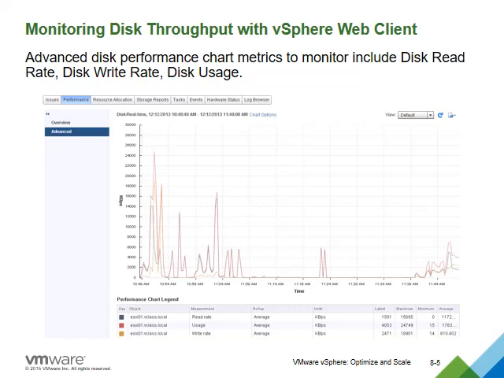Monitoring disk throughput with the vSphere web client. You can look at advanced disk performance chart metrics such as disk read, disk write, and disk usage. As you can see right here, this one is the host. We have the read rate, and it's giving us an average in kilobits per second. Our usage on this one will be the red one, so right here is the graph for that. And our write rate will be this orange looking one. See, right there is an example of one. We can look at all these with our reports in the web client.